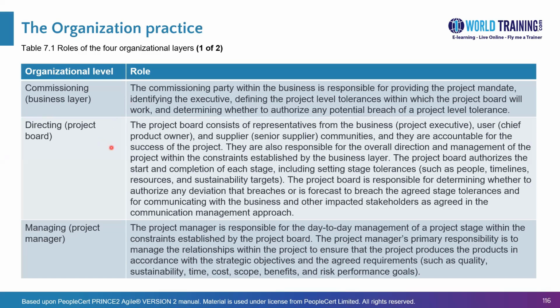The directing layer, sitting one level below the business layer, is the project board, which consists of many representatives. It should mainly have a business representative. This role is termed project executive. It will also have the user representative, and the main role here is the chief product owner. And it also has supplier representatives, known as one or more senior suppliers. So if there are three suppliers, two internal, one external, there could possibly be three senior suppliers in the project board.